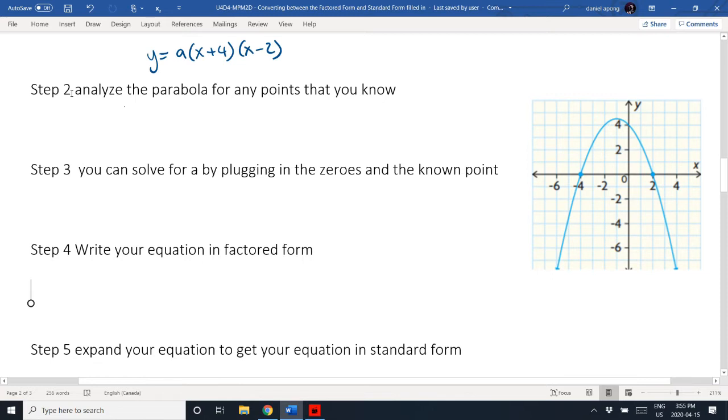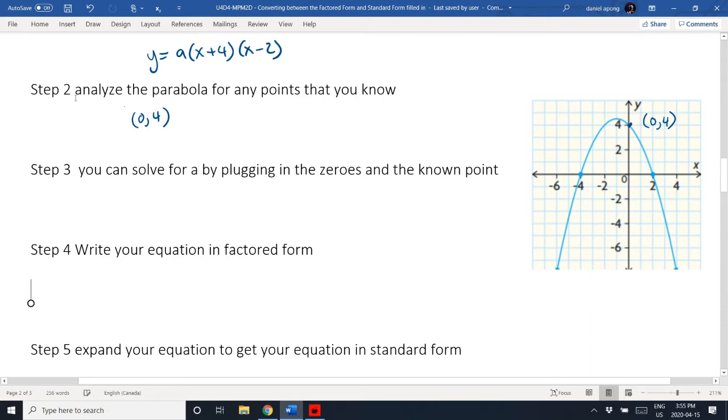Okay, we're just looking for a point that we can clearly see the x and y value. So if you look at your parabola, we can see a pretty good point right over here. And this happens to be our y-intercept, and the coordinates for this one is 0, 4. So let's write that in. And so we know when x is equal to 0, y is equal to 4. So 0, 4. You don't have to write this down.